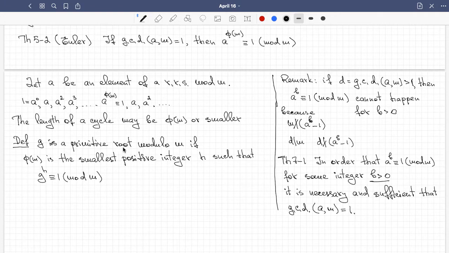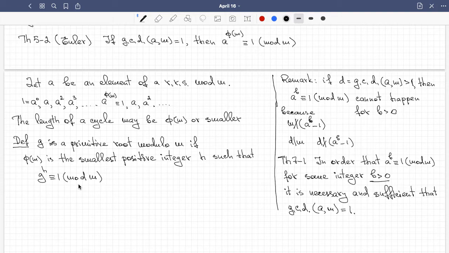So primitive root means the length of a cycle in this sequence is as big as it is theoretically possible. Namely, the length is phi of m. Phi of m is the smallest positive integer such that g taken to the power phi of m is 1 modulo m.